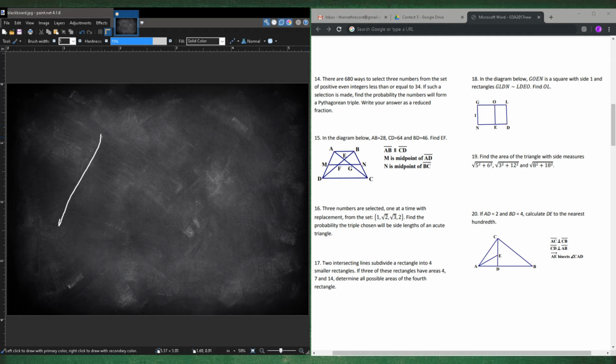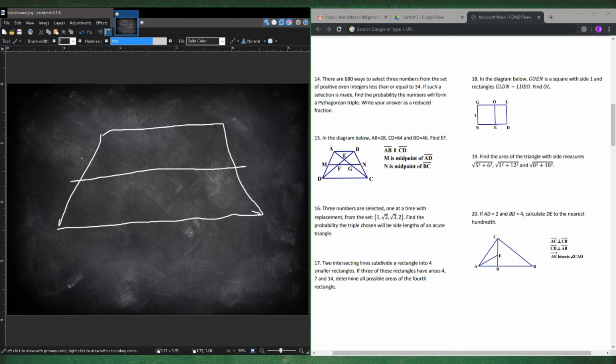So let's draw this out. We have the midpoints, so this is equal to this one, and this one's equal to this one. Okay, and we draw the diagonals. Sorry, this is such a strange diagram. Let's move it a little lower. We have to have that space in between.